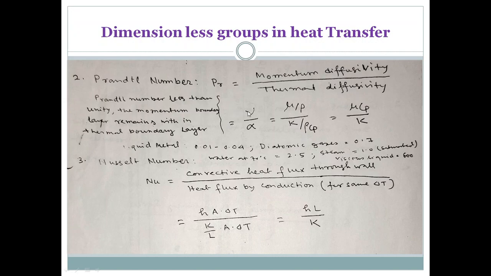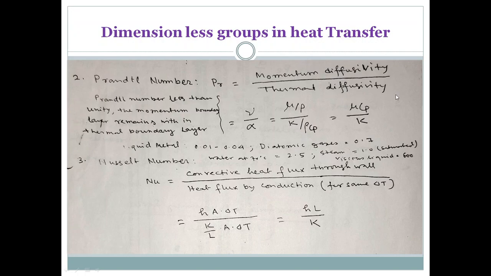Momentum diffusivity is nu and thermal diffusivity is alpha. You know this: mu by rho, that is nu, the momentum diffusivity. Thermal diffusivity will be k by rho Cp, that is the thermal diffusivity. Then you can make this simplification, mu Cp by k. This is my Prandtl number. Actually this is the ratio. You should understand the physical meaning of this: momentum diffusivity by thermal diffusivity.